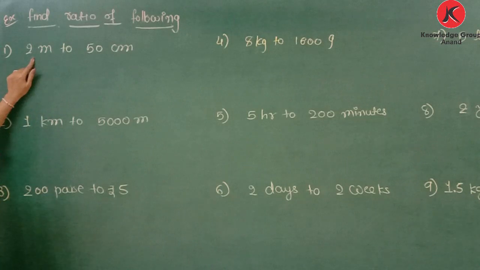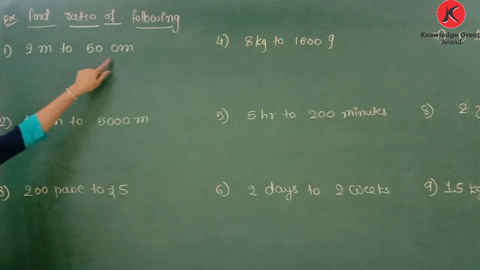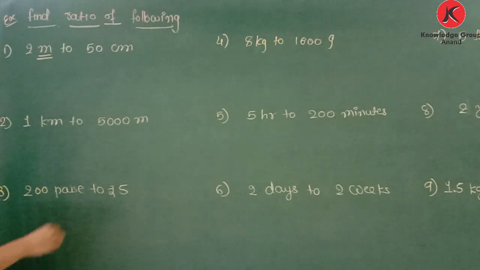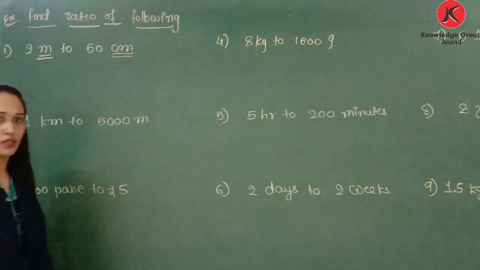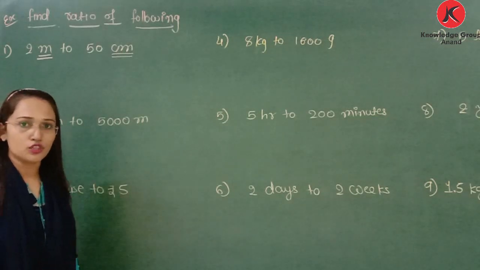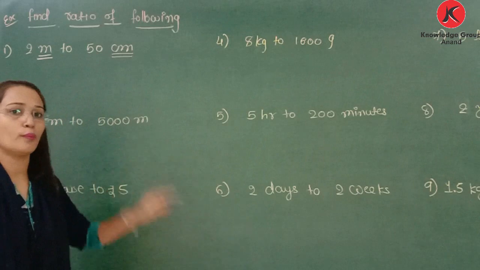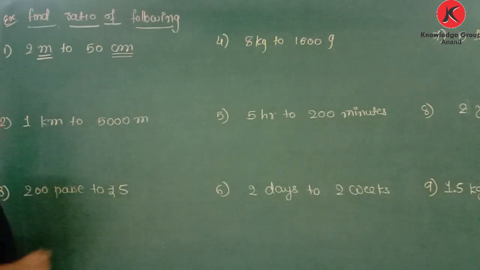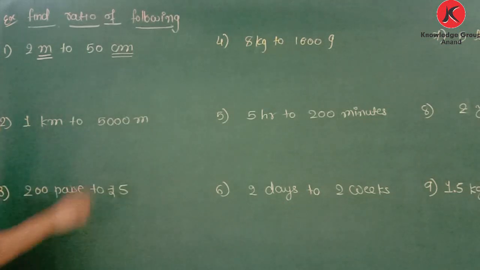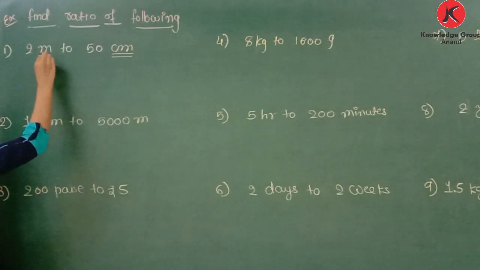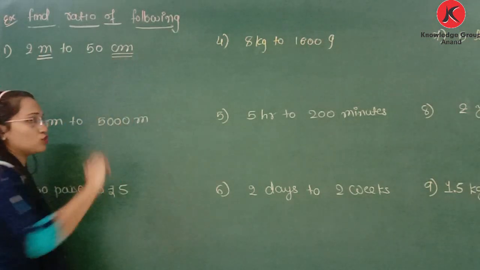Now here you need to find the ratio of 2 meter to 50 centimeter. One unit is in meter and the other unit is in centimeter. So the units are not the same. Before finding the ratio of these two numbers, you need to make them the same unit, so we need to perform the conversion. You already know how to perform the conversion. Here 1 meter is equal to 100 centimeter. Now you can convert meter into centimeter or centimeter into meter.